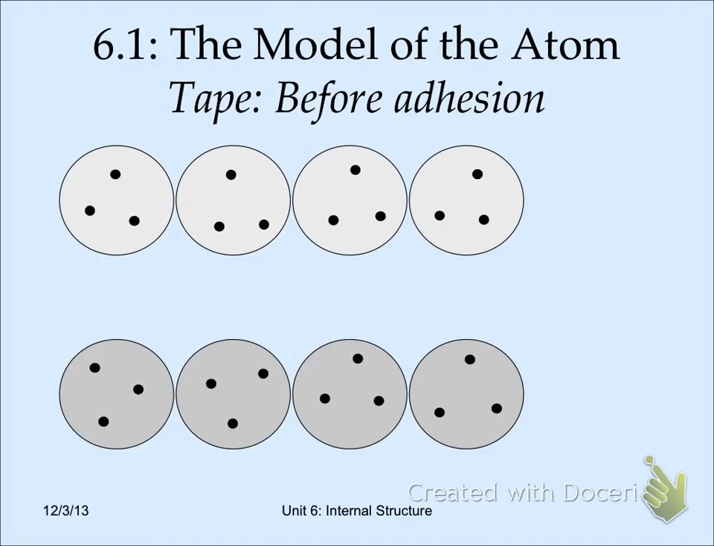Now, we define the top one as being positive. Right now, it's not, but it will be shortly. And we define the bottom one as negative. But again, at this point, before they're adhered together, as you just take them off the tape roll, they're both identical. All right, now let's put them into contact and see what actually happens when they contact each other.